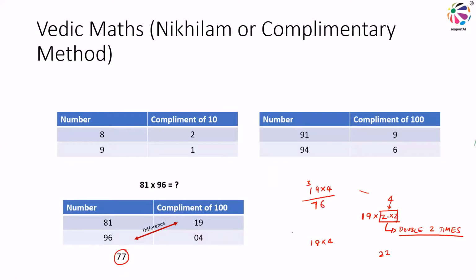These are all smarter ways of managing. This will take time. This will not take time, right? Yes or no? Yes, sir. How much is 23 into 4? 92. Correct.